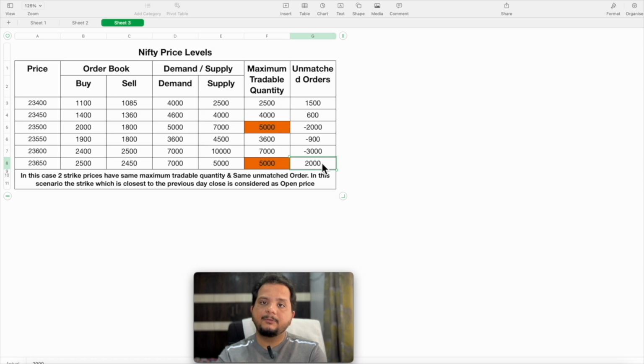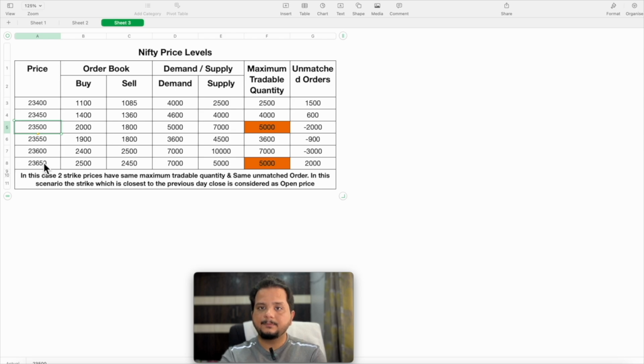Here the factor that comes in is the nearest strike price to the previous day close. In this scenario, let me consider 23,400 as the previous day close price. So what would be the nearest strike price here? 23,500 would be the nearest strike price, so 23,500 becomes the opening price for the current session. And suppose the previous day close price is around 23,700. Then 23,650 would be the nearest strike price, closest to the previous day close price, and that could become the opening price for the current session.